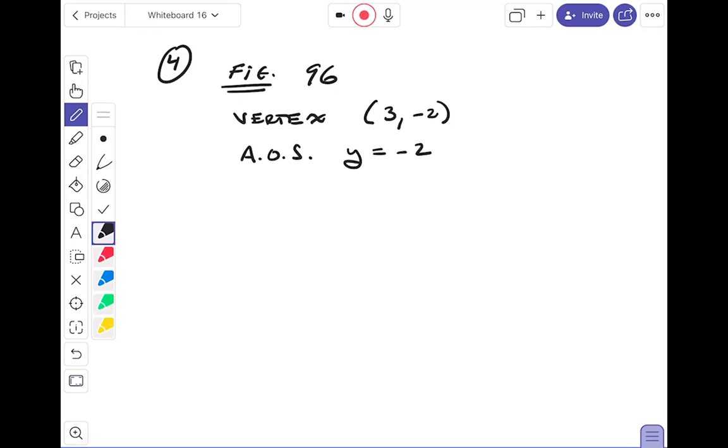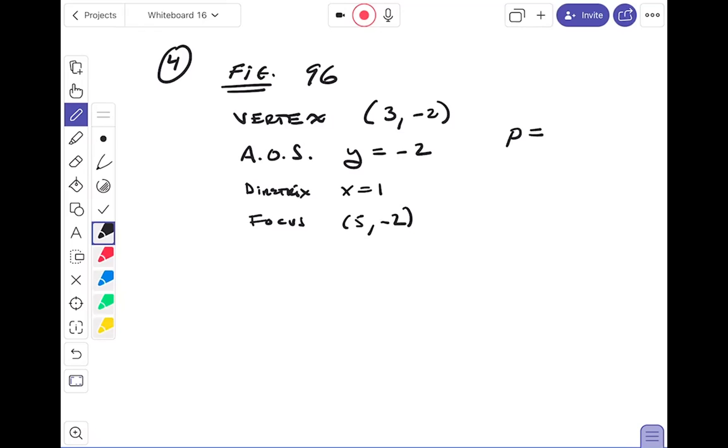They're also giving me a directrix. And looking at it, the directrix looks like x equals 1. And they also give me a focus. And what's the focus going to be? Well, looking at it, it looks like 5, comma, minus 2. So then the question is, what information are you going to get from this? You're going to get the p.